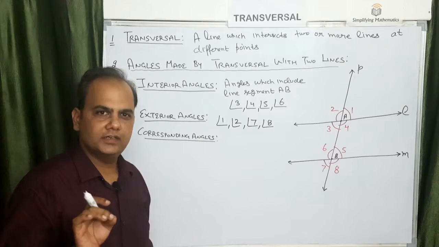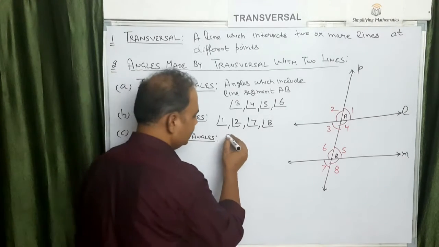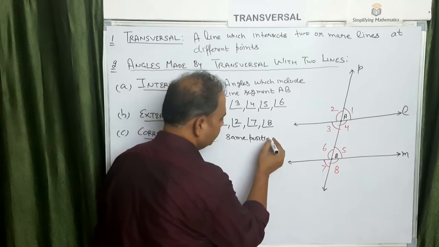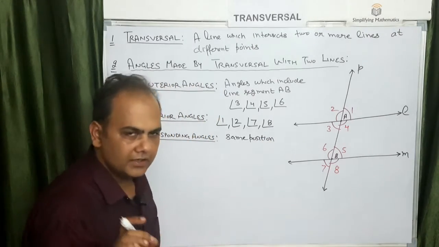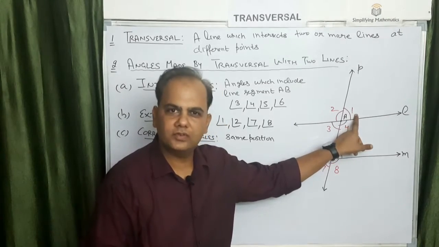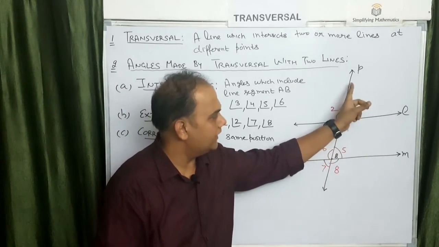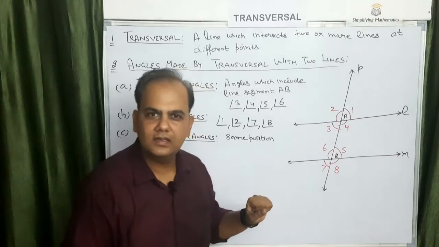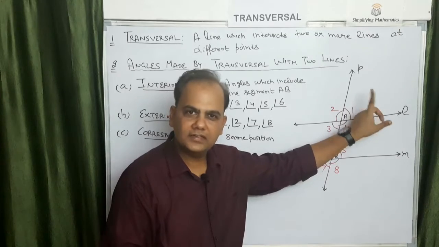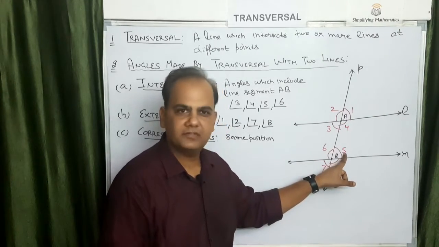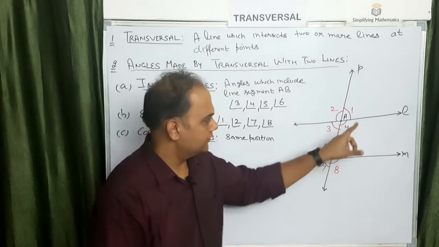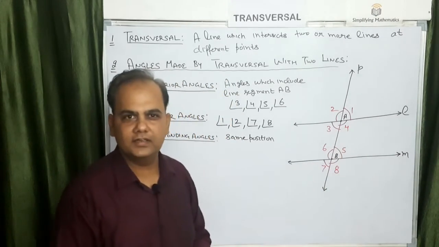Now next is corresponding angles. So corresponding angles are those angles which are at the same position. तो position का मतलब क्या है कि उसकी location. Now if you look at angle 1, तो what is the location or position of this angle? This is above the line L and on right hand side of the transversal. तो ऐसा कौन सा एंगल है जो लाइन के ऊपर हो और ट्रांसवर्सल के राइट हैंड साइड पे हो? तो that is angle 5, which is above the line M and on right hand side of the transversal. So therefore 1 and 5 are corresponding angles.